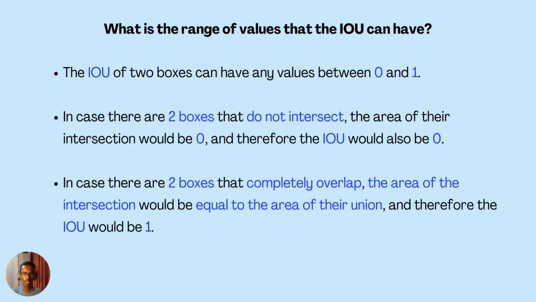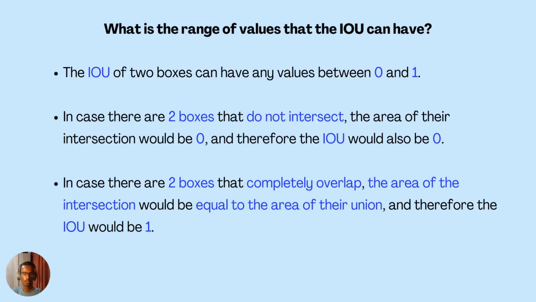So what is the range of values that the IOU can have? The IOU of two boxes can have any values between 0 and 1. In case there are two boxes that do not intersect, the area of their intersection would be 0, and therefore the IOU would also be 0. If they do not intersect, they don't have any overlapping region. So the top component of the ratio will be 0, and the IOU would be 0.